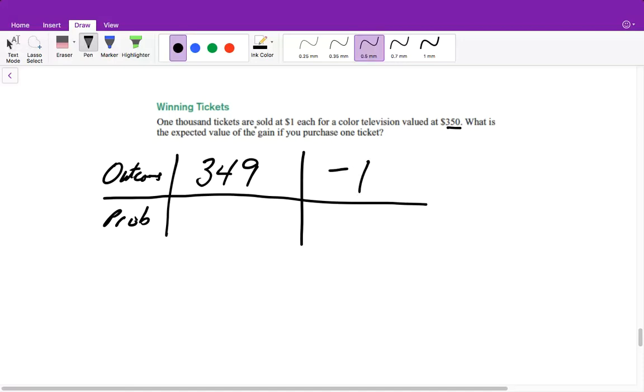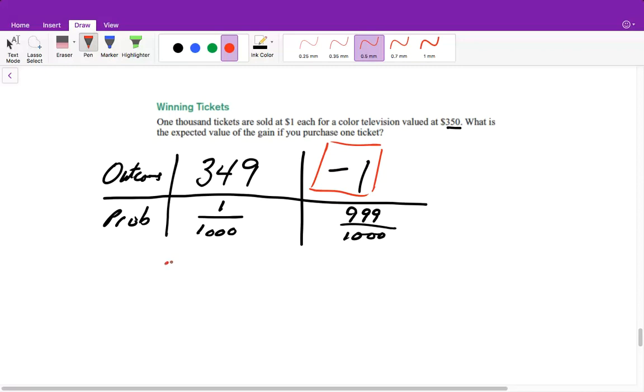If 1,000 tickets are sold for a color TV, and there's only one color TV that wins, then that means we have a 1 out of 1,000 chance of winning the TV, and we have a 999 out of 1,000 chance of losing our money. So here's our expected value. We just find our mean. Now it's important that you put this as a minus because we are losing. If you put this as a positive, it will give you the wrong answer because it's acting as if you're gaining that every single time.